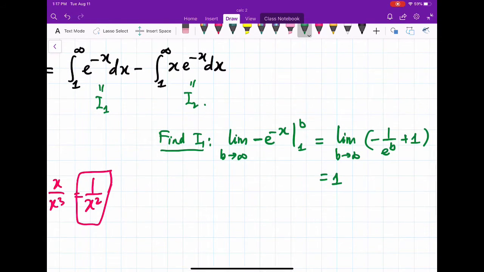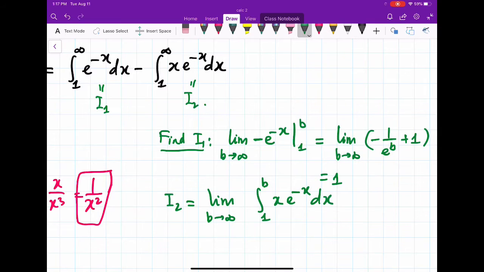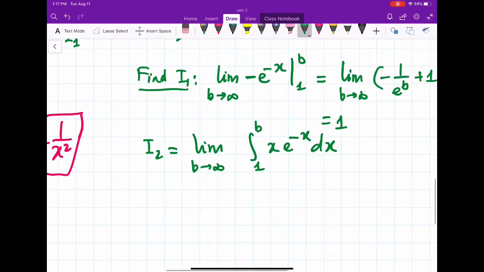Let's find the second integral. So I2 is the limit when b approaches infinity of the integral from 1 to b of x e to negative x dx. And in order to integrate this function, we need to do integration by parts. Is it correct? Because you have x and e to negative x in here. So we learned that. Now, in such a situation, we need to do it by parts, right?